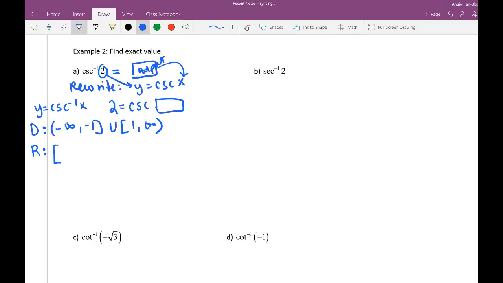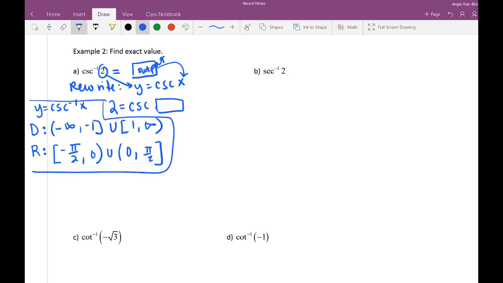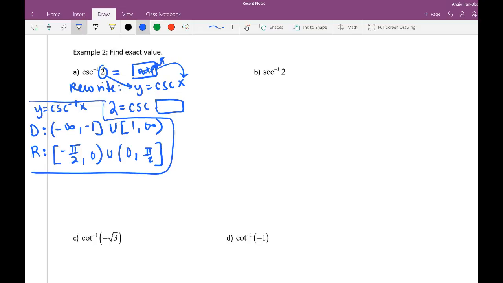Did you write down negative pi over 2 to 0, not including 0, union that with 0 to pi over 2 in class? Okay. When I'm asking you these questions, I don't expect you to have it at the top of your head, or all memorized. If you don't, it's okay to look back at your notes. You just need to know where to look. These are all the important stuff that you should have written down from class.